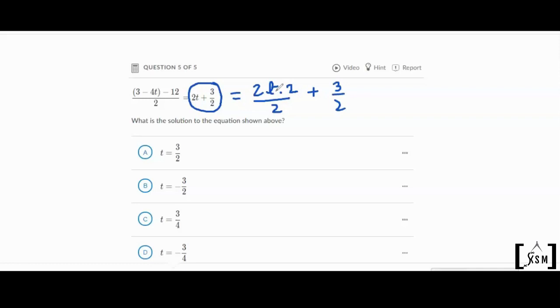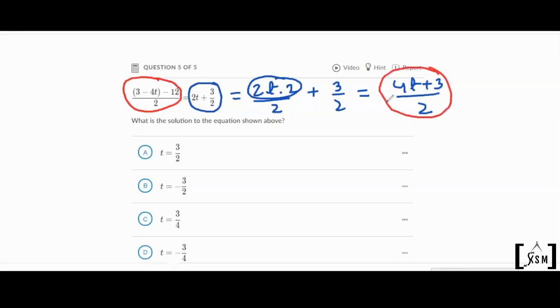This becomes 4t plus 3 over 2. So my left side is this and my right side is this, and both sides have denominator 2, right? So we can cancel them. I hope it makes sense. You people have studied this. So we cancel the denominator because both sides had 2. Now we'll just solve 3 minus 4t. We'll break the bracket and then we have negative 12 is equal to 4t plus 3.